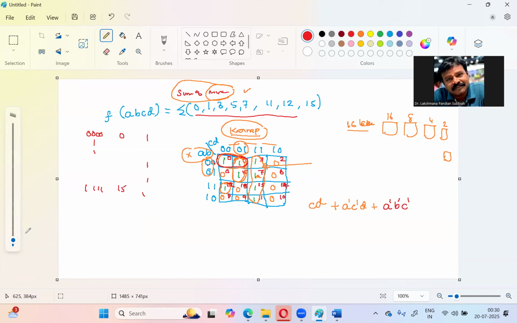And then we have the single one. For that single one, you write everything: AB C D dash plus AB C dash D dash. So this is the function in sum of min term form. The simplified Boolean expression is F equals CD plus A dash C dash D plus A dash B dash C dash plus the single-cell terms.